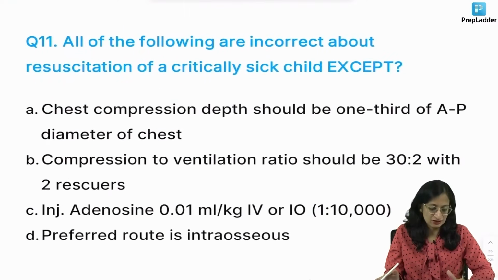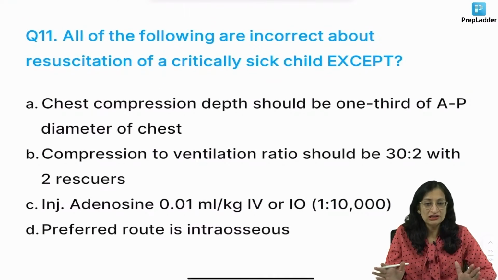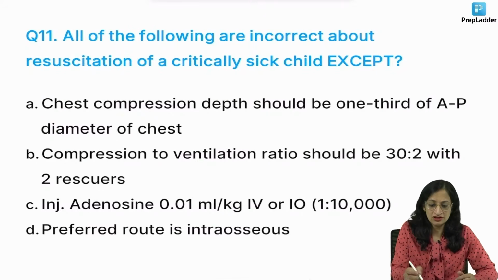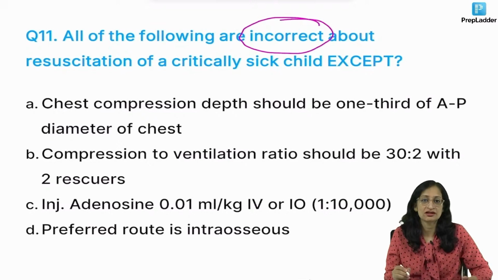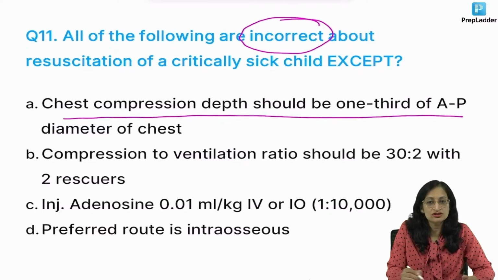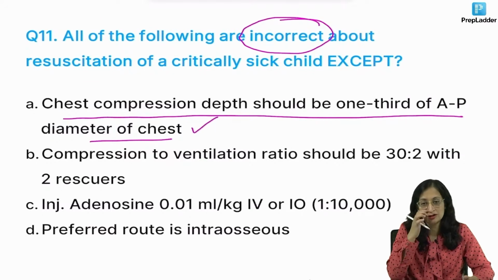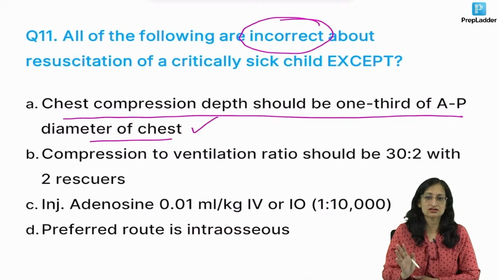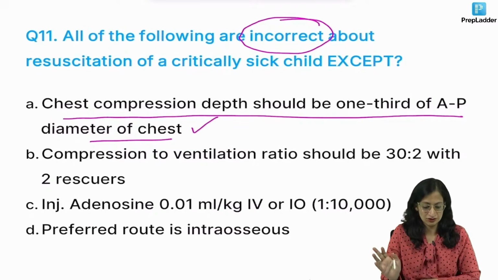Okay, right. All of the following are incorrect about resuscitation of a critically ill child except. So, incorrect is being asked. Okay, so don't forget to see whether correct is being asked or incorrect. Okay. Chest compression depth should be 1/3 of anteroposterior diameter of the chest. Yes, we know chest compression depth should be 1/3 of anteroposterior diameter of chest is correct during resuscitation of a child as well as a neonate.